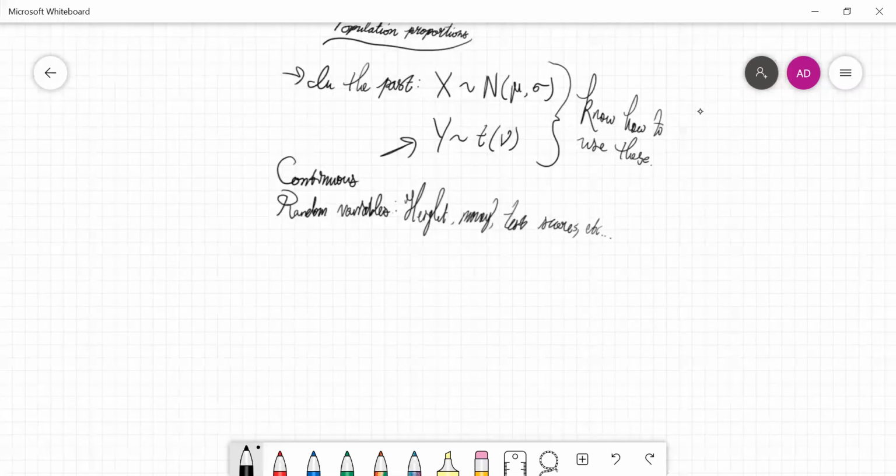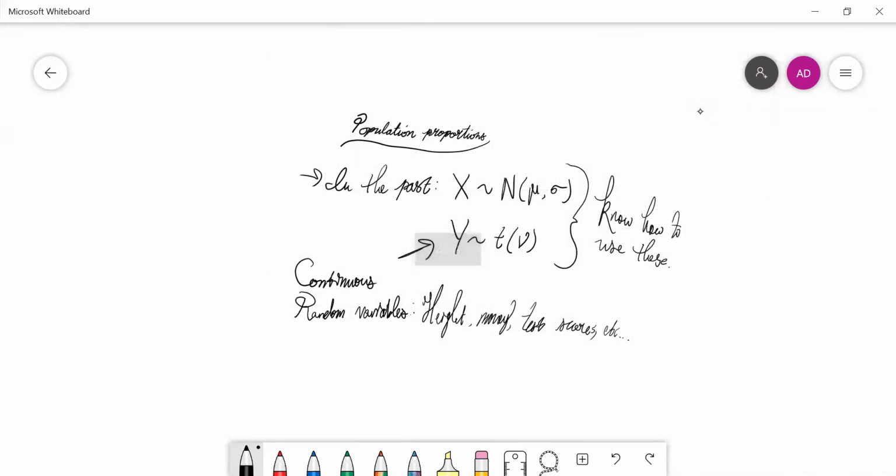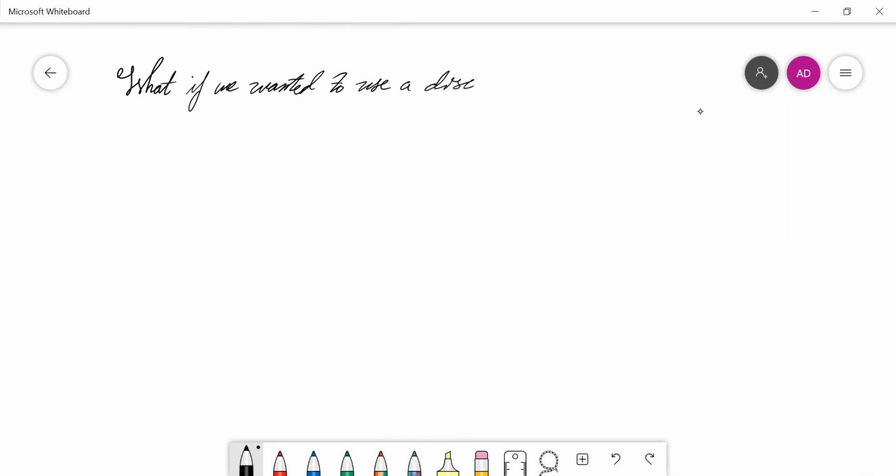And by that, I mean, what if we wanted to do something more discrete? So, okay. So, what if we wanted to use a discrete random variable?